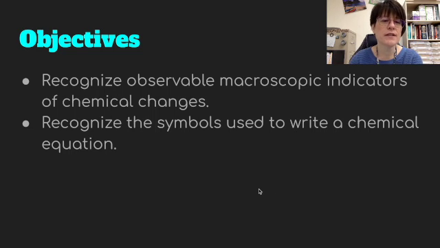So our objectives for today's video are to recognize observable macroscopic indicators of chemical changes and recognize the symbols used to write a chemical equation. In the next video, we will be learning how to balance those equations and put those coefficients out front. So don't forget your 5 questions in the margin, and I'll be back with more in the next video.